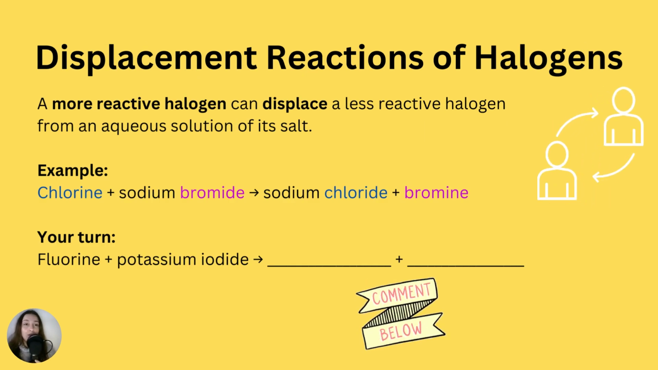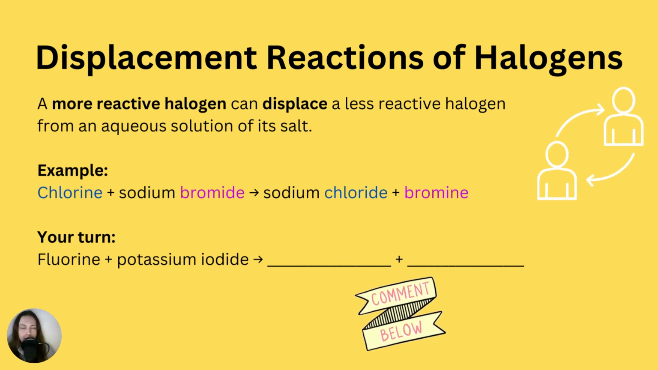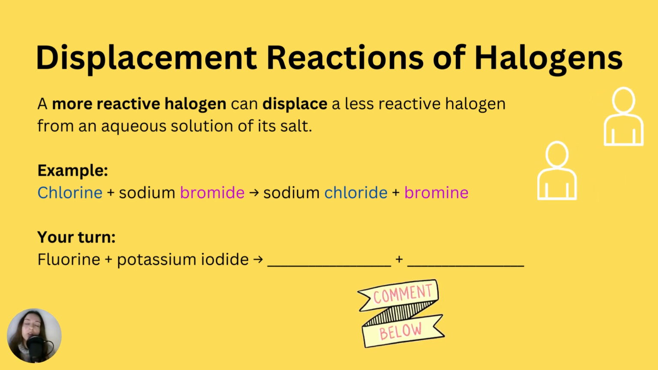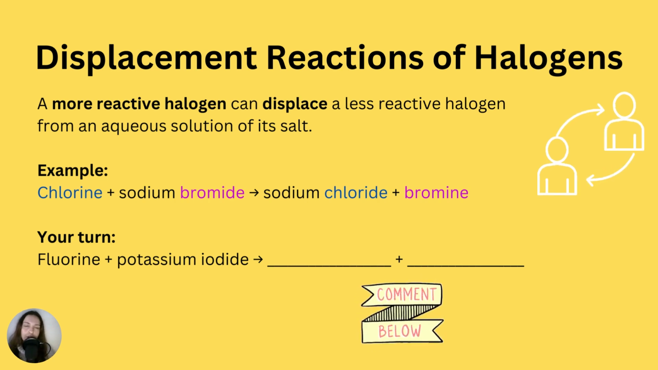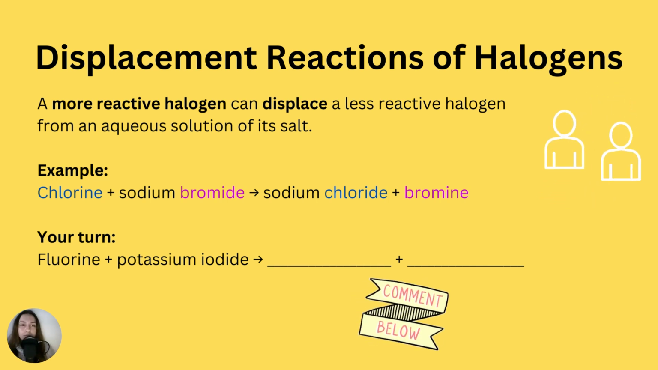So, the last bit of the puzzle, if you will, is this idea of displacement reactions of halogens. Sometimes students confuse what the word displacement means. So, just to clarify, displacement is the ability to swap something for something else. This is all to do with the reactivity of the halogens. This is why we need to know about the different trends and which one is more reactive than which other one, because we then need to actually predict the products that form.